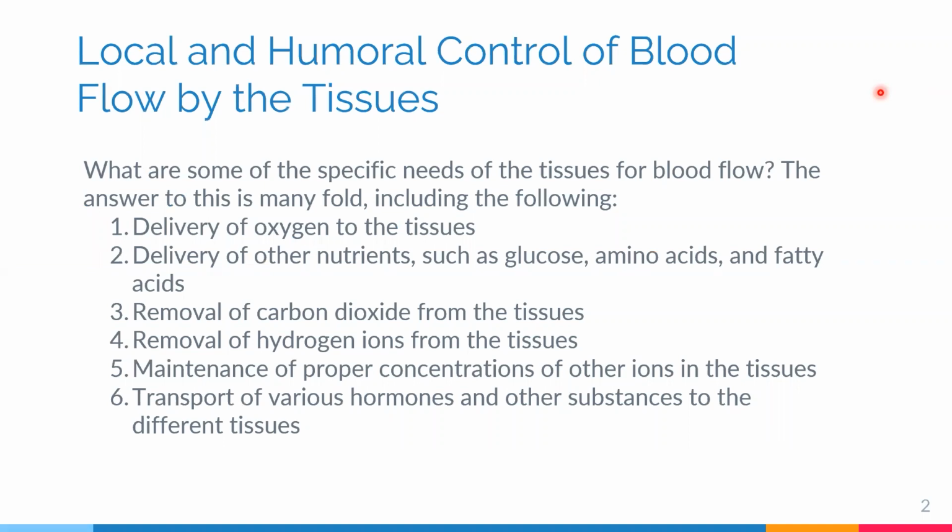First off, let us look into the local and humoral control of blood flow by the tissues. The first question that we need to ask regarding regulation of blood flow is what are some of the specific needs of tissues for blood flow? The answer includes delivery of oxygen to the tissues, delivery of other nutrients such as glucose, amino acids, and fatty acids, removal of excretory products or end products such as carbon dioxide and hydrogen ions from the tissues, as well as maintenance of proper concentration of ions in these tissues and transport of various hormones and other substances to the different tissues.